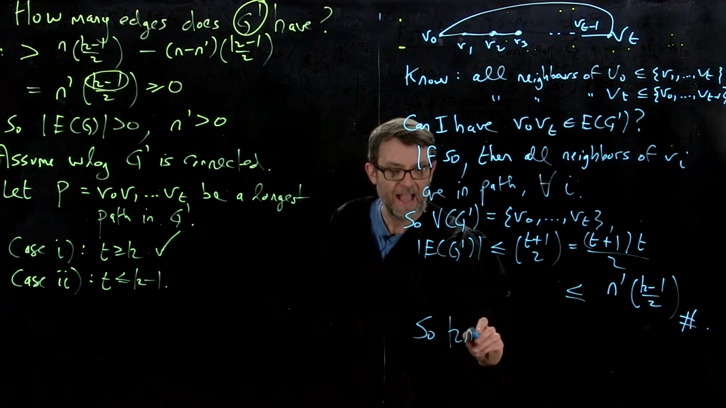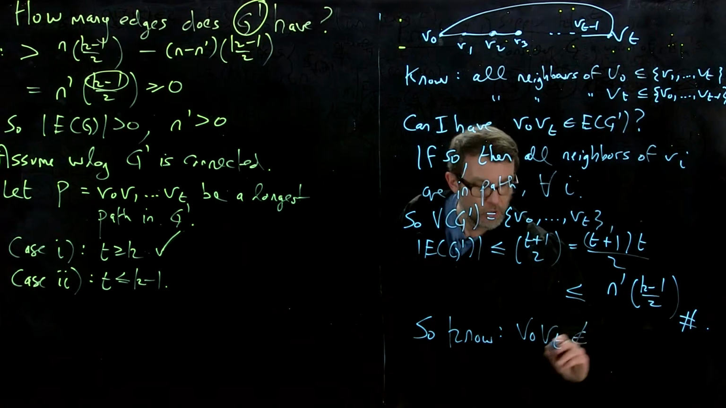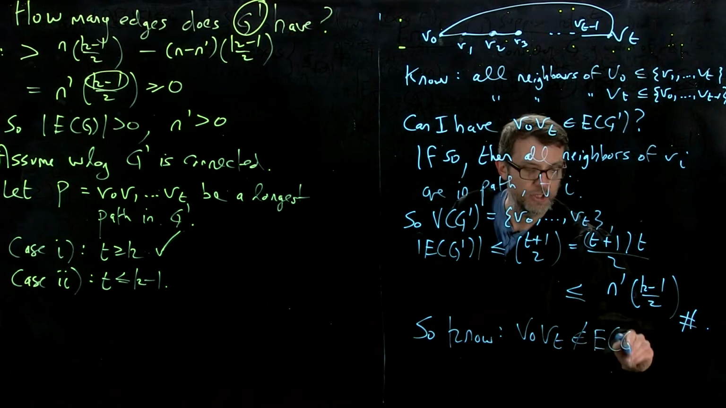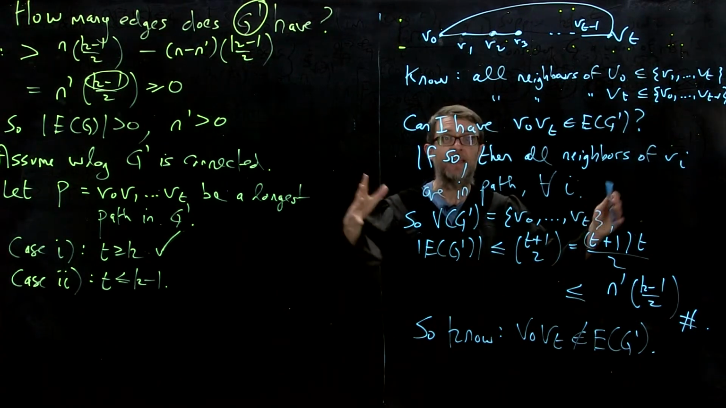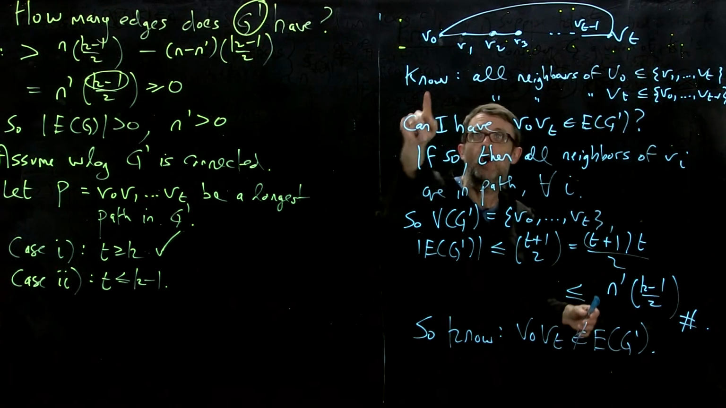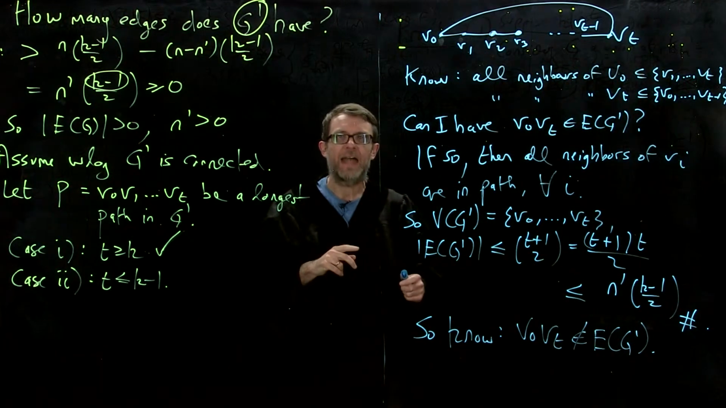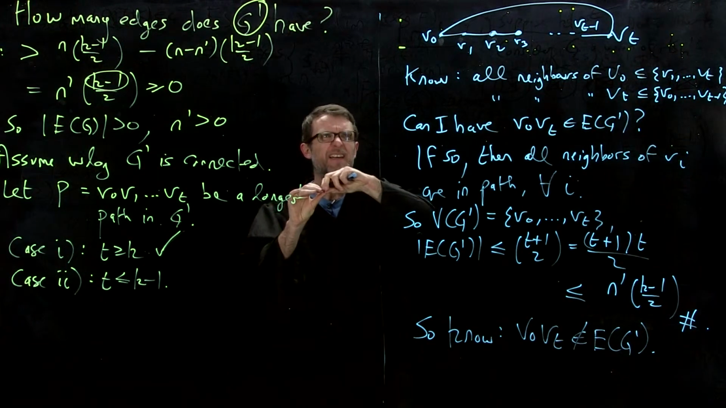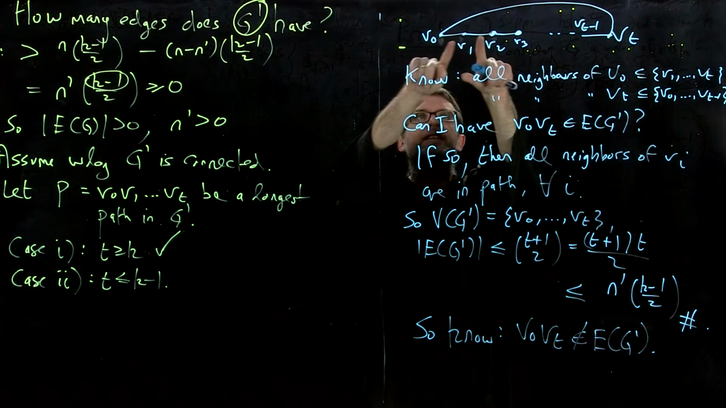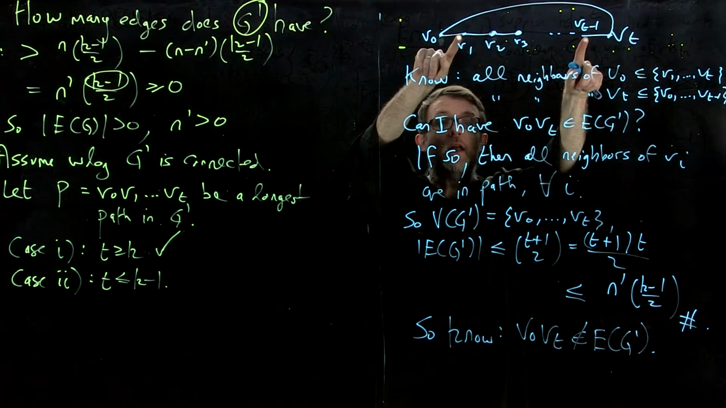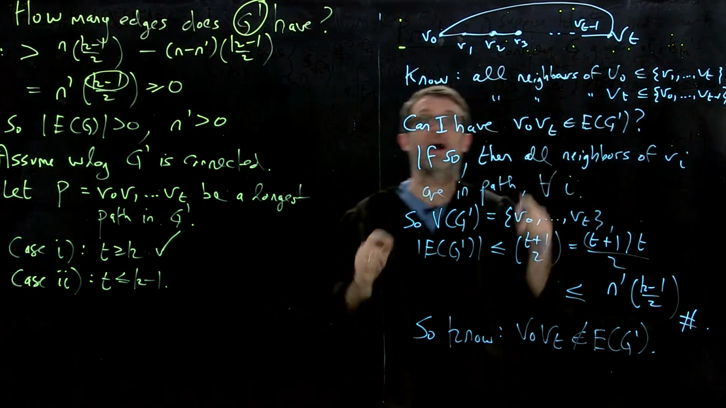So I actually know that v0 vt is not an edge of this graph. So what I have is a longest path from v0 to vt. Because it's the longest path, all neighbors of v0 are inside the path. All neighbors of vt are inside the path. And I've just argued that it can't be the case that v0 is joined to vt. So actually, all of the neighbors of v0 come from v1 up to vt minus 1, and all of the neighbors of vt come from v0 up to vt minus 2.